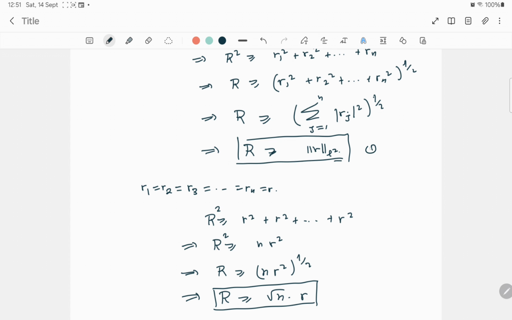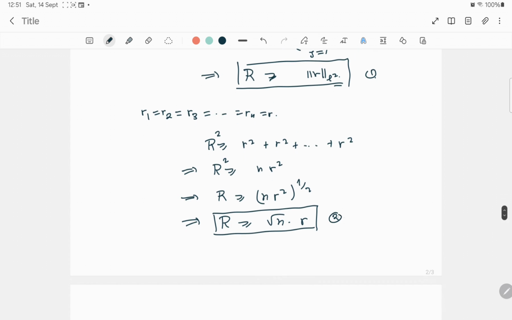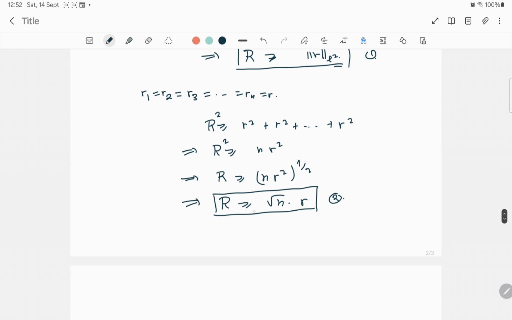This is my first inequality, and this is the second inequality as a consequence of choosing the same radius for the smaller circles. So the radius should be greater or equal than this multiple here, the square root of n, where n is the number of circles, times the radius that each circle has.